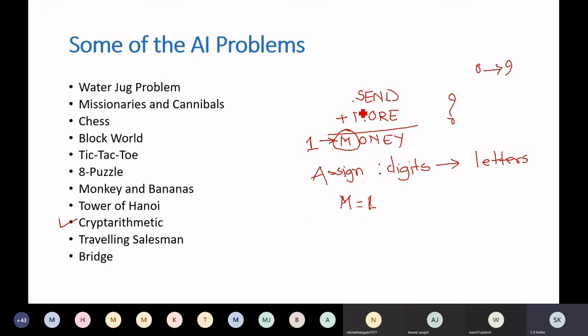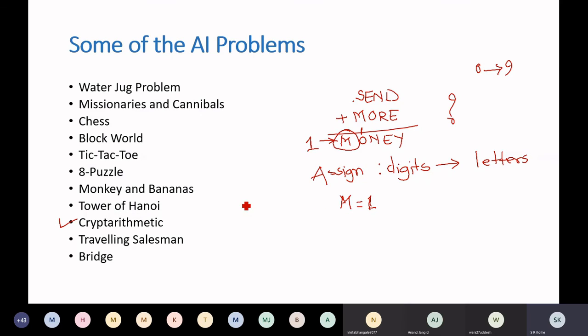Why? Because if we assume S is 9, the maximum value, and M is 8, and suppose there is a carry from this side, E plus O is equal to N plus carry 1 out here. So 9 plus 8, 17 plus 1, 18. That means here it is 8 and here it will be carry 1. At most carry is 1. There is no other possibility. So therefore M is equal to 1.